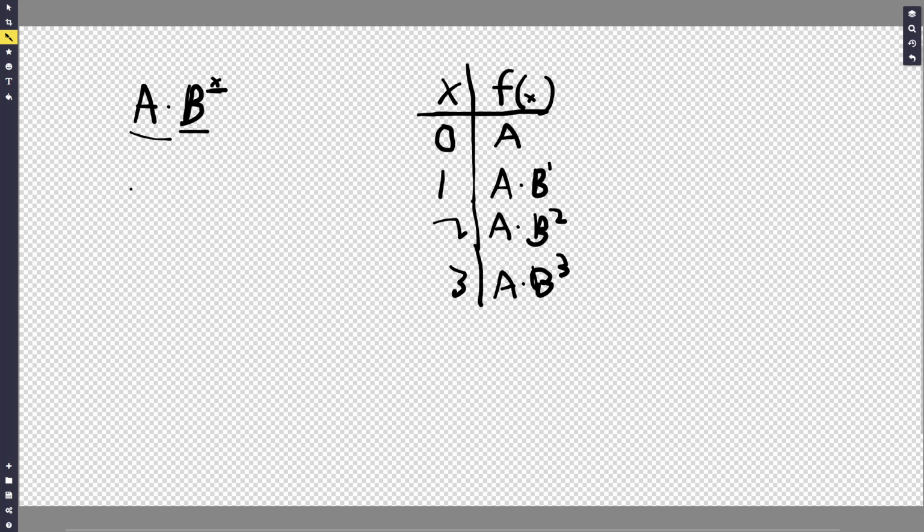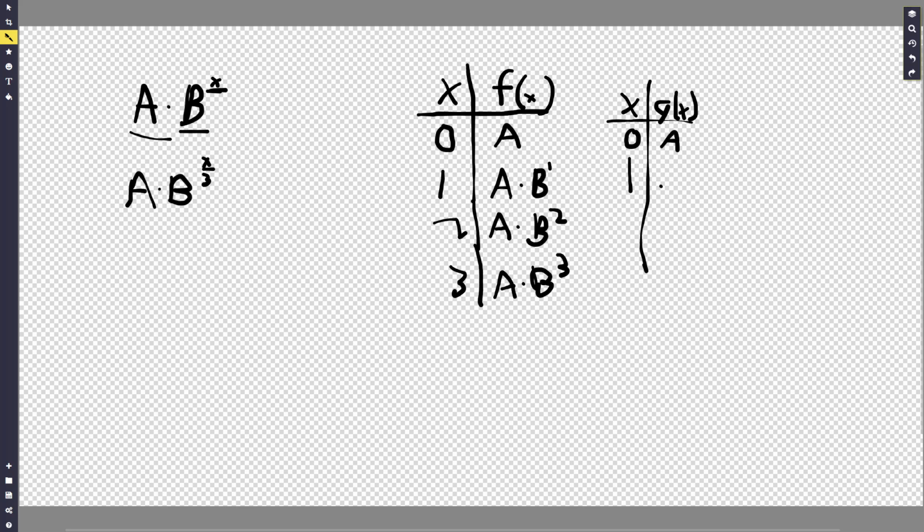Let's say that we have a times b to, how about x divided by 3? So let's call that g of x. If we set up our little model right here, we have g of x, then obviously when x is equal to 0, g is equal to a.